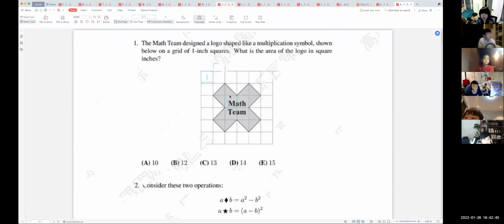1, 2, 3, 4, right? Then we have half, half, half. How many halves are there? 1, 2, 3, 4, 5, 6, 7, 8, 9, 10, 11, 12. So 12 times half equals 6. The halves put together are 6, and we have the whole squares, 4. So 6 plus 4 equals 10. So the answer is A. This question is very easy. Correct, everybody? Okay, this question should be no problem at all.